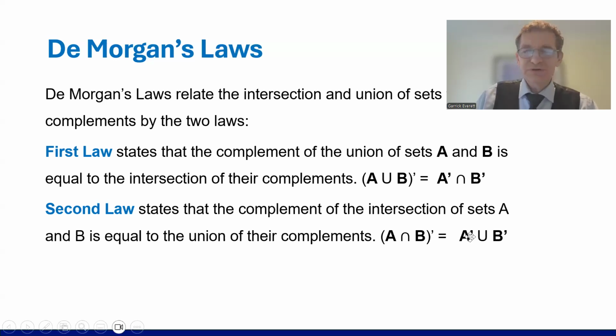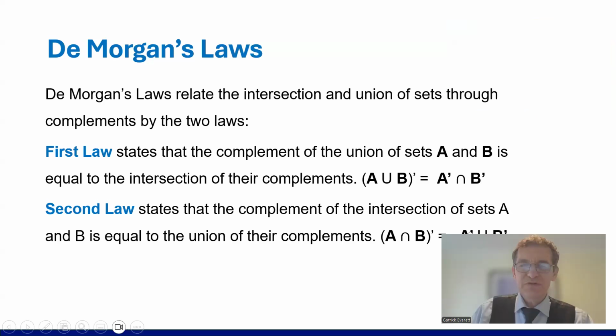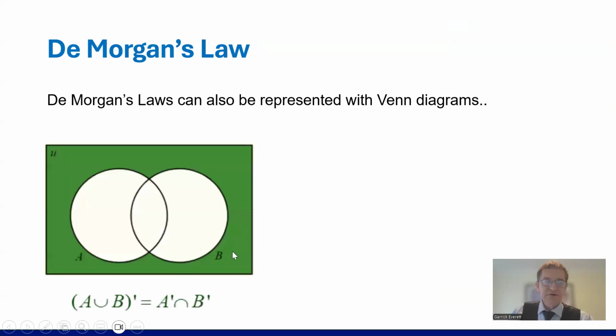So De Morgan's laws can also be represented with Venn diagrams, and visual images are great in maths. So here's a Venn diagram. The complement of A union B: there's A union B there, and the complement of that is all of the green area, and that equals A complement intersection B complement.